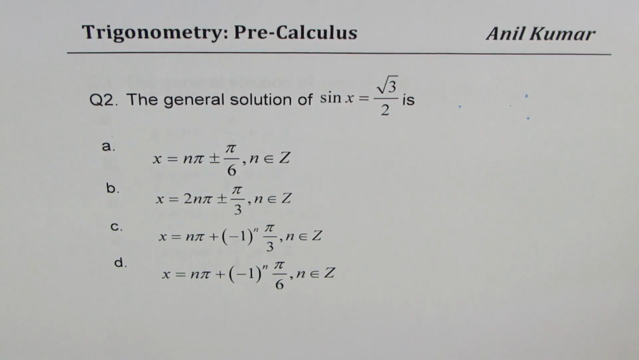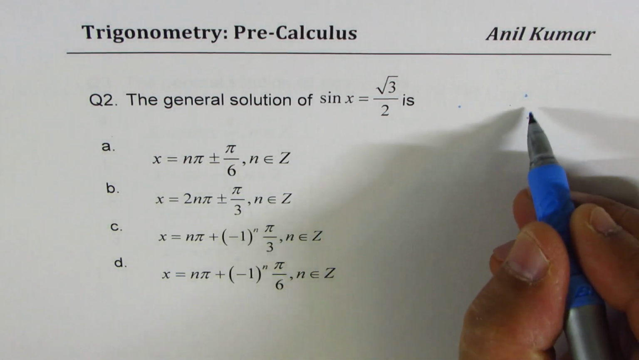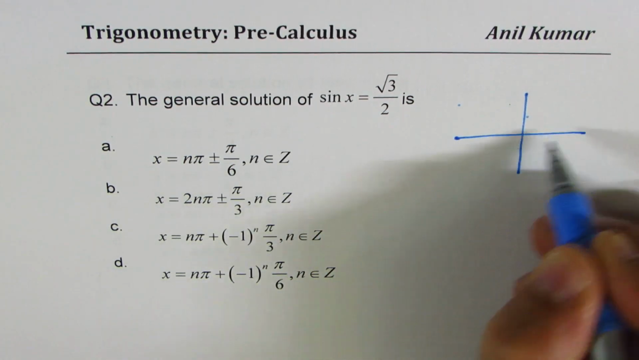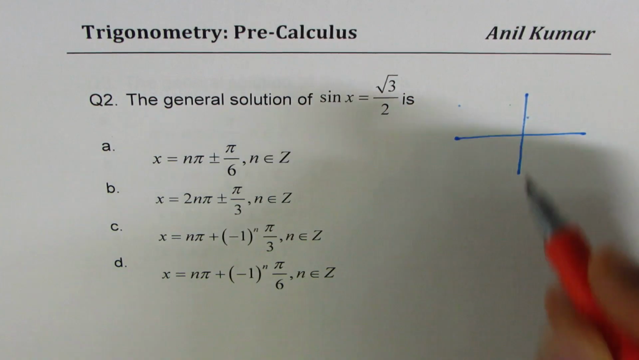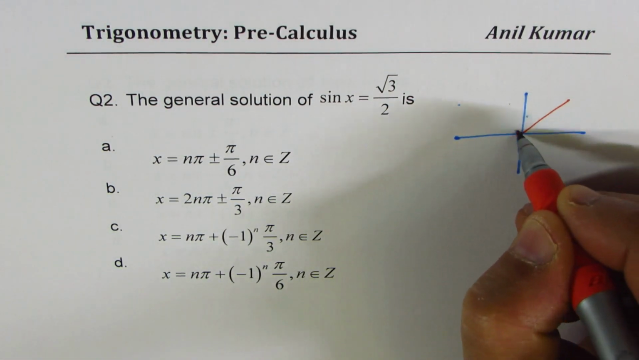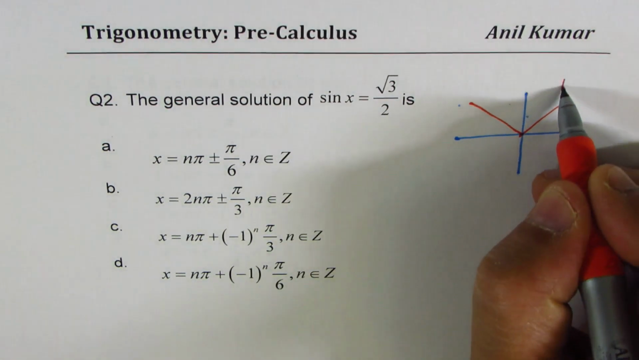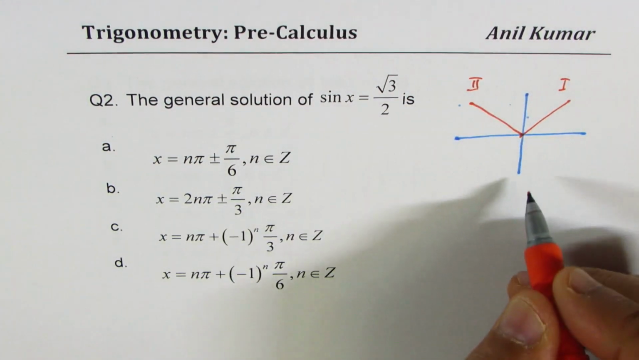Now let's look into the second question here, which is sine x equals square root 3 over 2. Again, I have taken positive values. That means we are looking for solutions in quadrant 1 and in quadrant 2.